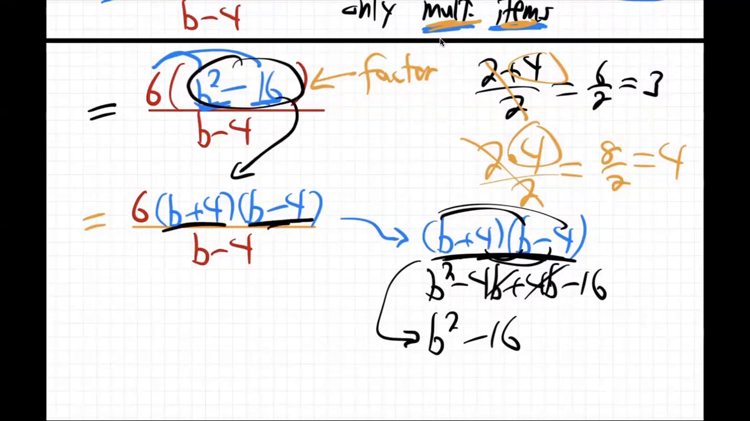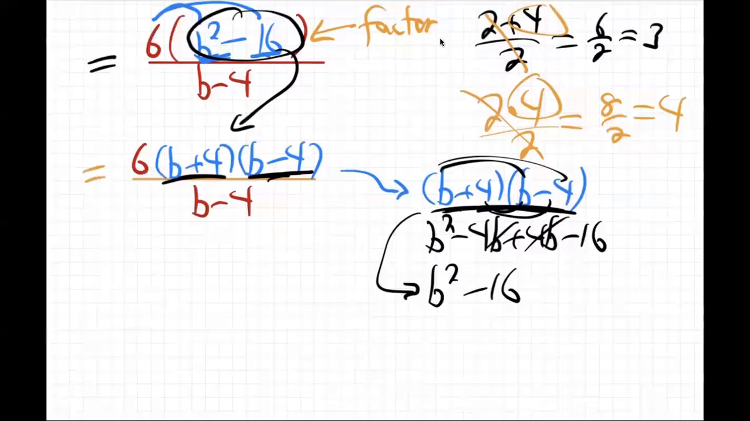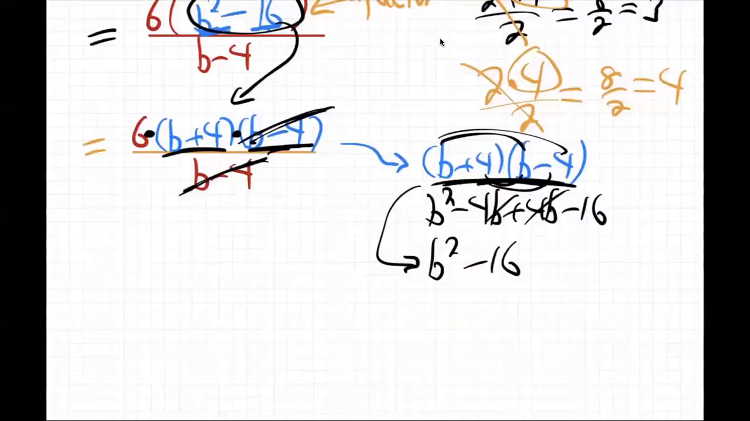That's factoring. So when you have something squared minus something, those are both squares, right? B times b and 4 times 4. It's 1 plus 1 minus to make negative, and the middle terms drop out. That's why there's nothing in the middle here. All right. Long story short now, b minus 4 can cancel. Why is it okay to cancel? Because these are all times now. These are all multiplied items. So I'm canceling multiplied items, which is okay to do.